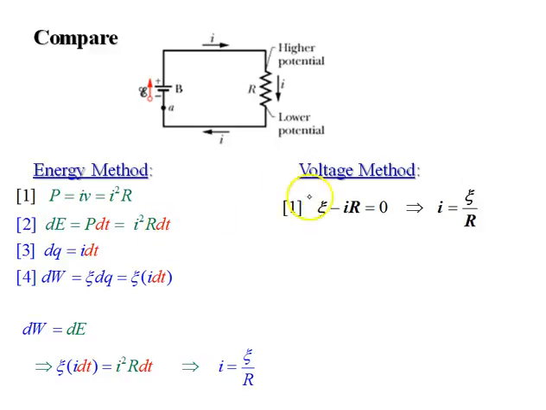So if we compare these two methods, certainly our energy method is valid and it works from the perspective of energy, and from that energy we can also derive, as we did, this voltage method. To not have to go through the energy method, we can apply the loop rule, the resistance rule, and the EMF rule, and we only need one equation to solve for the current in our circuit.